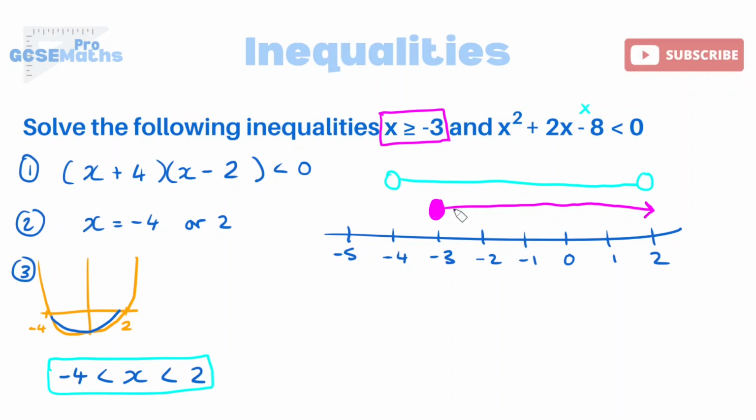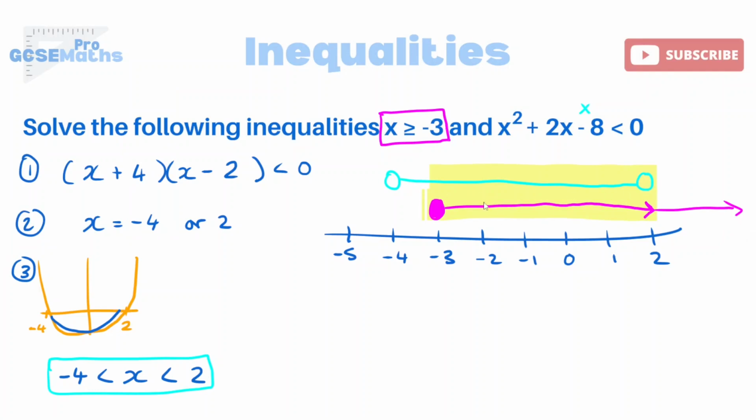I'll make it really clear with my highlighter. Can you see that -4 only satisfies the quadratic one, the top one, doesn't it? It doesn't satisfy this pink one here, does it? So what I'm saying is this part up to 2 works. Now technically the pink one does go on longer, but obviously our quadratic one stops at 2, okay?